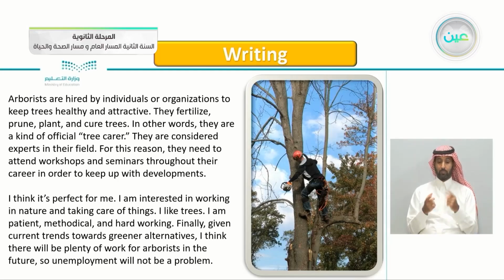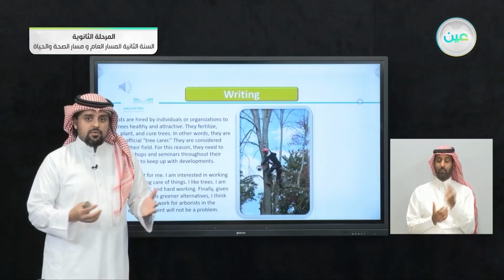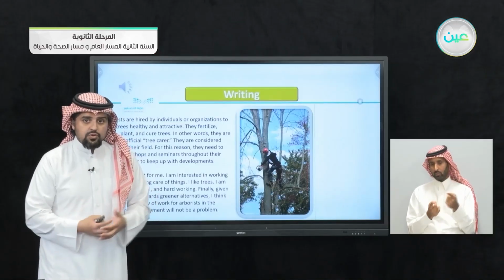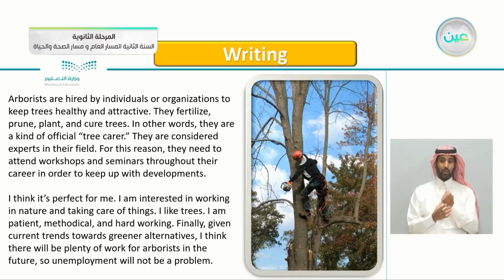I think it's perfect for me. Why does he think that? Because, as he says here, I am interested in working in nature and taking care of things. As we mentioned in previous lessons, the best job for you is to find out what you like, what is coming naturally to you. Because he said, I'm interested in working in nature and taking care of things. That's why he became an arborist, or we can say a tree carer.